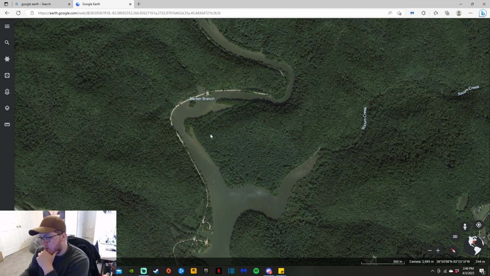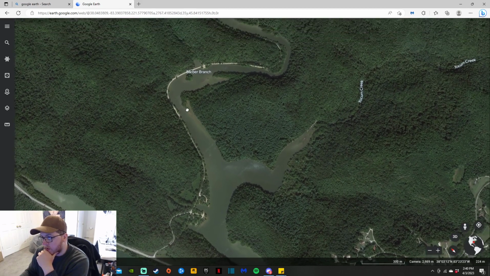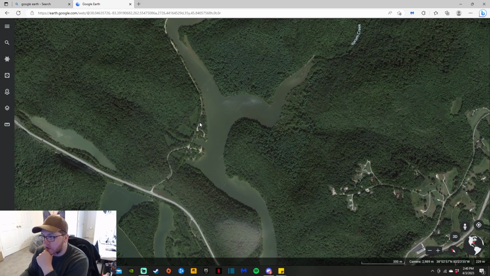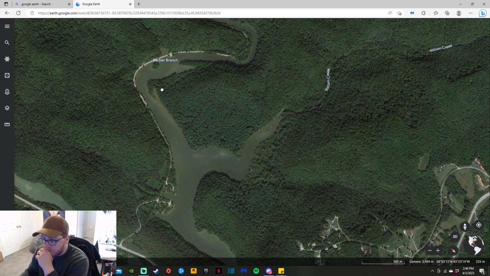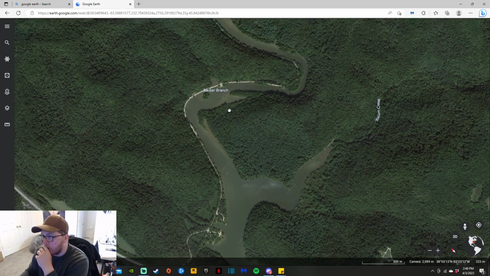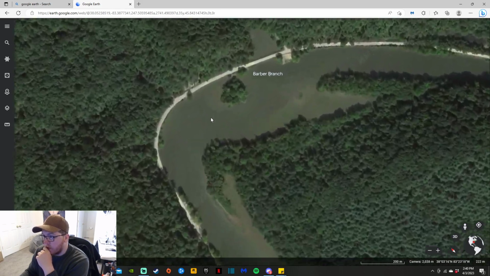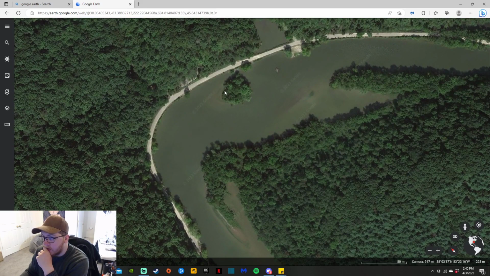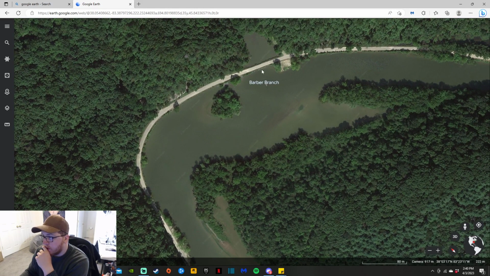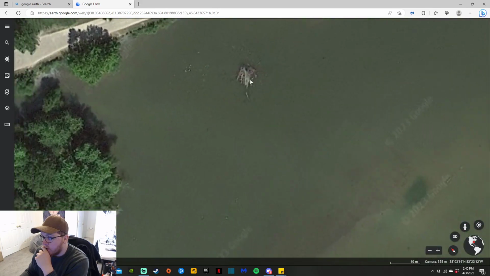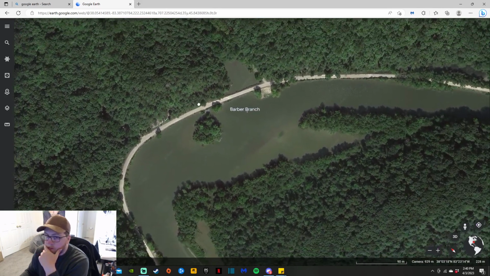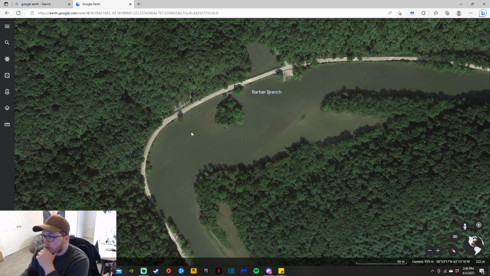So let's say, for instance, this is pre-spawn. A lot of these fish will be staging up in a little bit deeper water and ambush points. Let's say we're going to fish this area. You've got an island here, so you can see that it's somewhat shallow. You've got a confluence right here, a little bit of structure in the middle of the water. This is going to be a great area for fish that are getting ready to spawn and staging up.